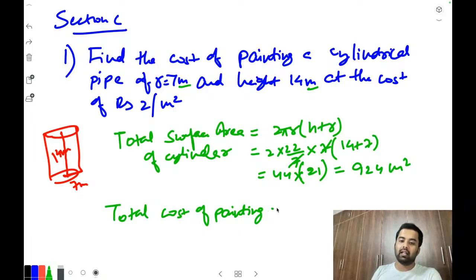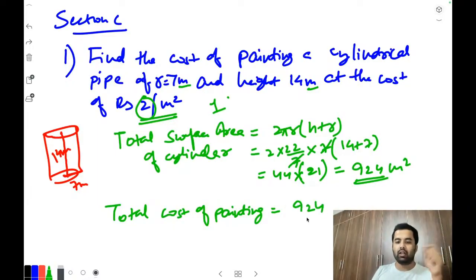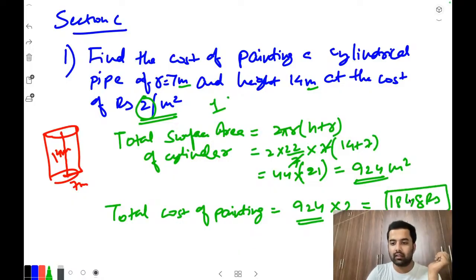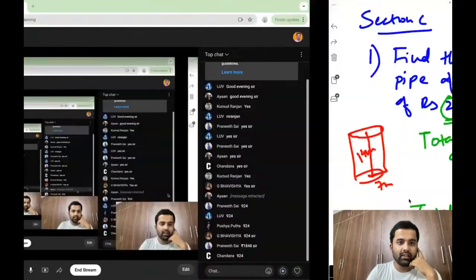Total cost of painting equal to what? So see, for 1 meter square area, let me mention, for 1 meter square area we will get 2 rupees. So for 924 meter square area, how much will you get? So what are you going to do? This much area we had painted, just multiply with 2, and you will get this answer, 1848 rupees, total cost of painting. I hope this is clear now.